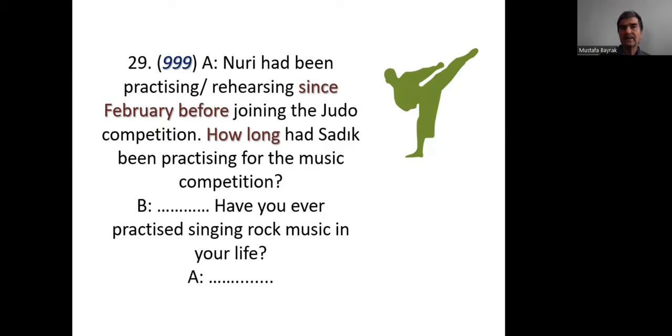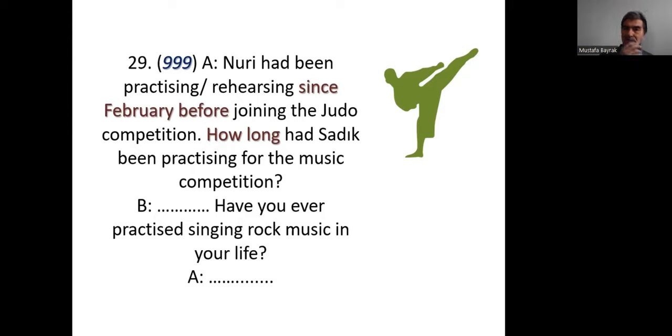He had been practicing for 3 weeks. Okay. Have you ever practiced singing rock music in your life? Yes, practice doing something as a verb. Okay, practice takes gerund. Have you ever practiced singing rock music in your life? Yes, I have practiced singing rock music in my life.